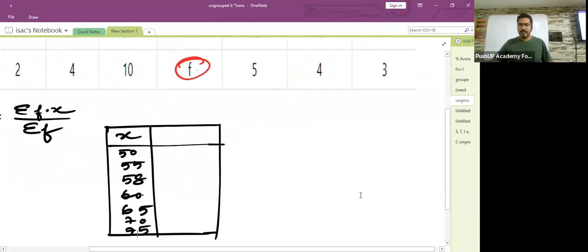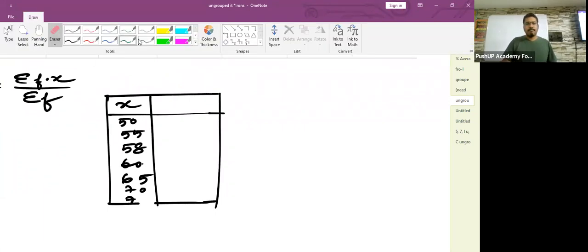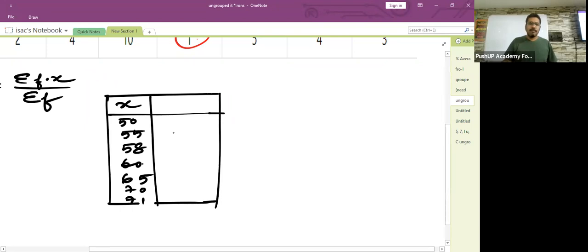71 is there. Achha, 70, 71. All right, I'll make the change here. 71. Now, what are the corresponding frequencies? 2, 4, 10, f, and then 5, 4, and 3, right?